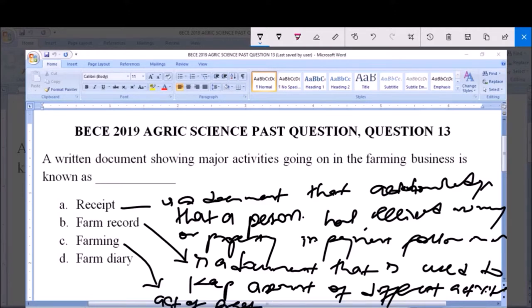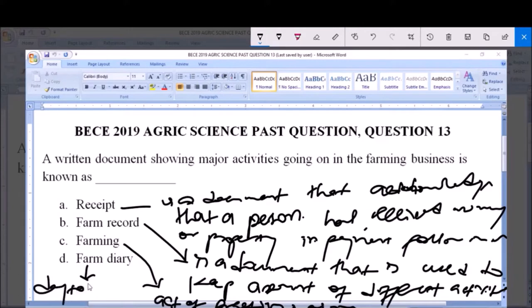Be it livestock rearing or crop cultivation, it's also farming, practicing agriculture. That is farming. Then D here says farm diary. Now farm diary is just the day-to-day record of everything that goes on in the farm.